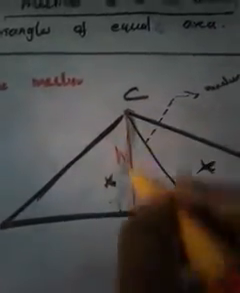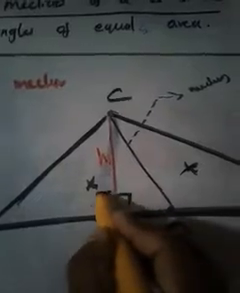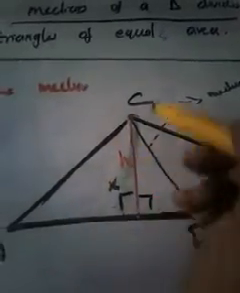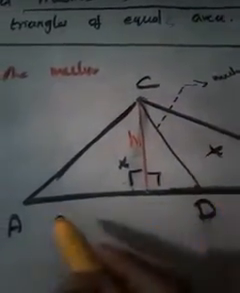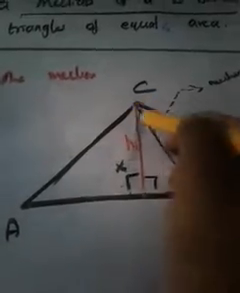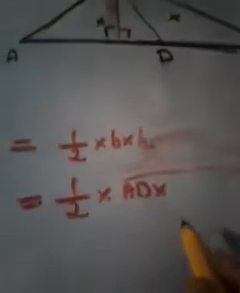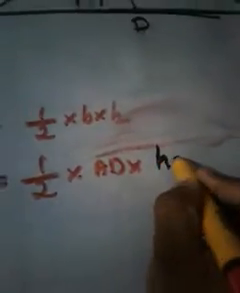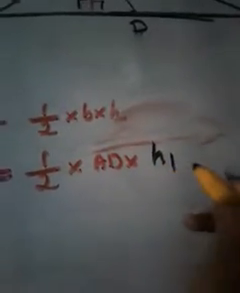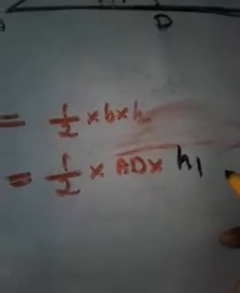Of course, this is the height because that line is perpendicular. The height should be perpendicular towards the base, and I am considering the base as AD. So you can mention h1 as the height, no problem, because that is perpendicular. Instead of h, let me write it as h1. Is there any problem? No problem.